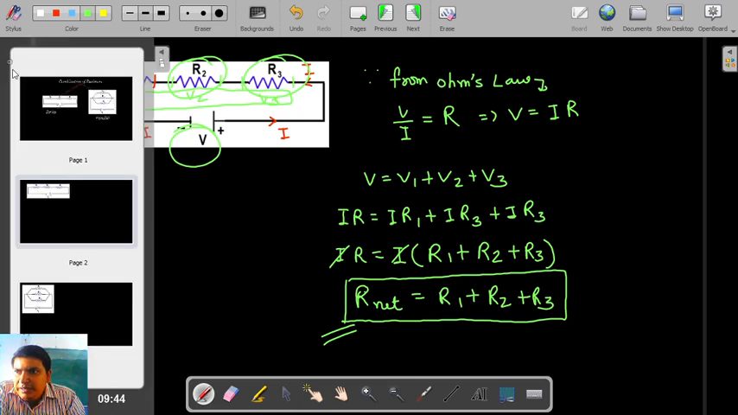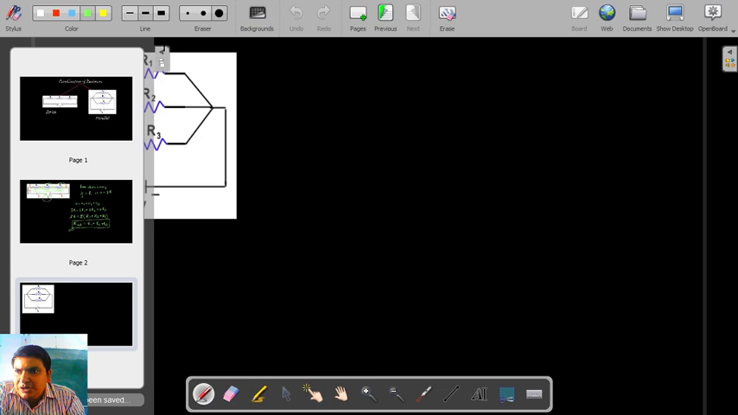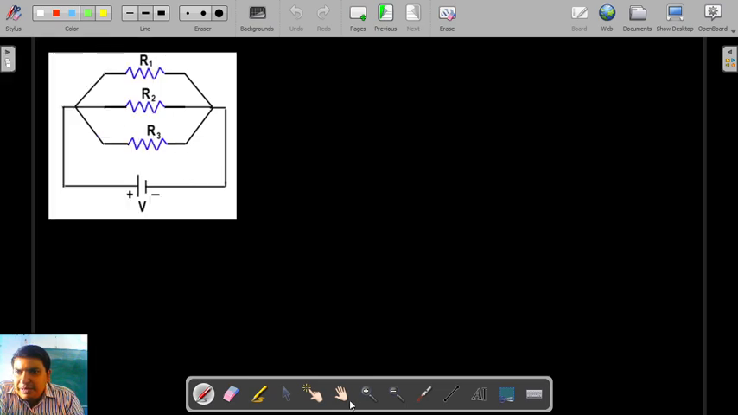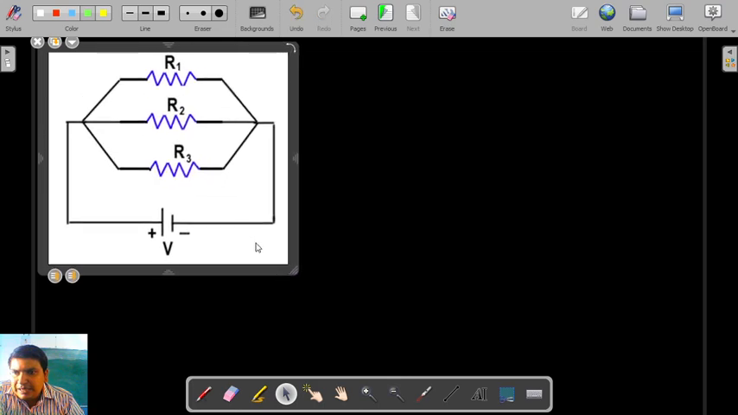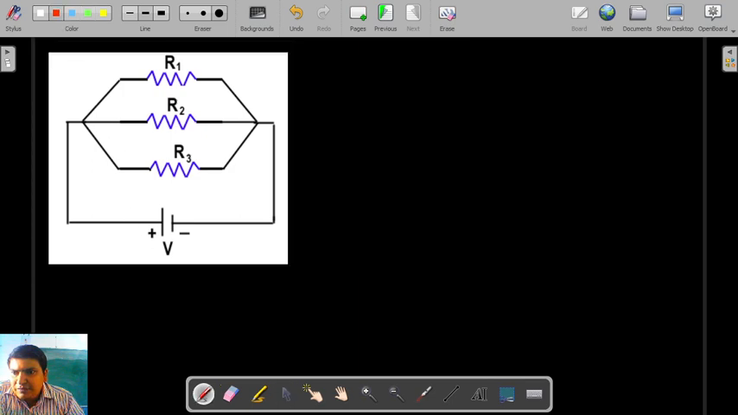Now we are going to move to the second part, that is the parallel combination. In case of parallel, suppose we have three resistances R1, R2 and R3, and all these three resistances are connected with the same initial and final point, this one and this one. Suppose we call this point A and this point B.